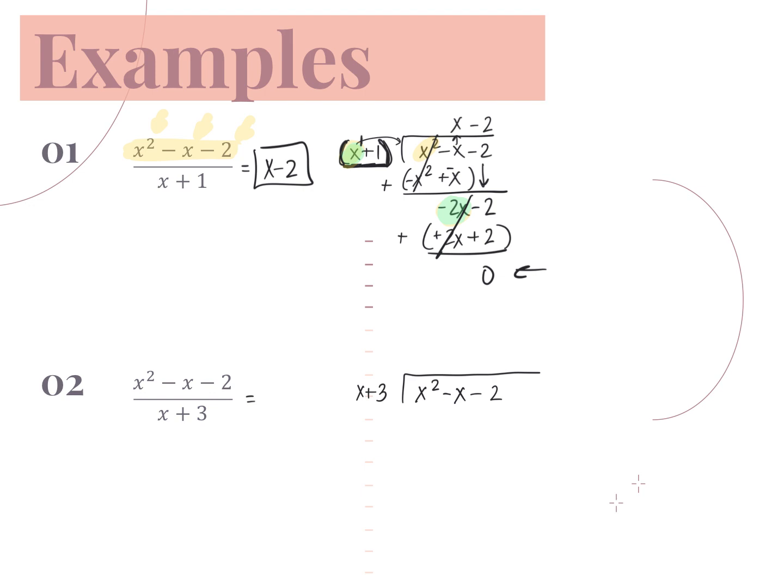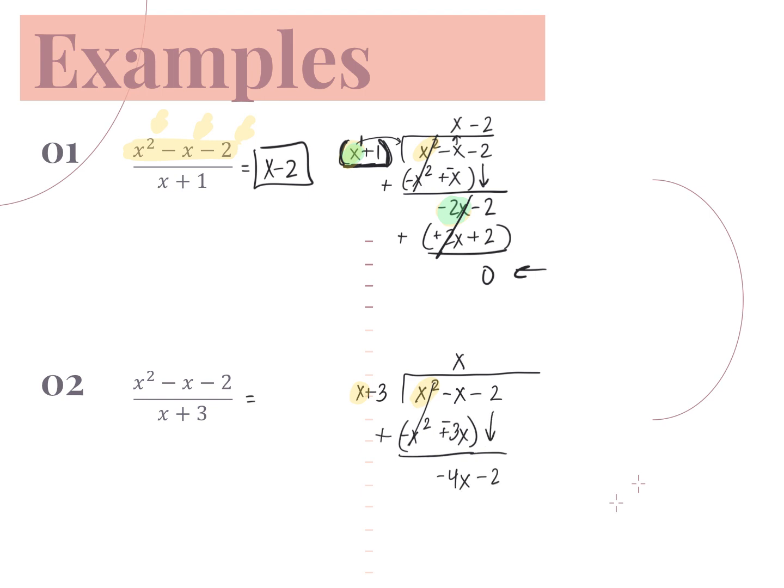So again, I'm going to start by looking at the first term of each, and I'm going to divide x squared by x. Well, x squared divided by x leaves me with x. So now I'm going to multiply x times x plus 3. I'm going to get x squared plus 3x. I know I have to subtract the entire expression, so it's minus minus. And if I do it correctly, my first term must cancel out.